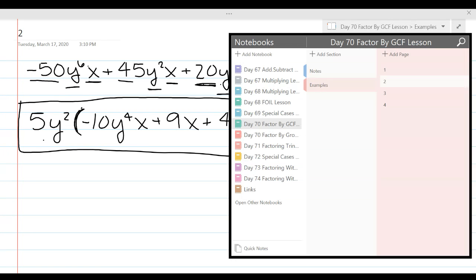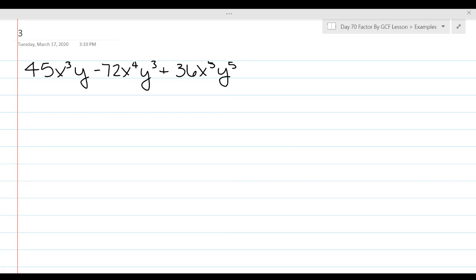Okay, let's go look at another example. Again, we got multiple variables on this one. We're going to start with the coefficients though. So the greatest common factor of 45, 72, and 36 is going to be 9. Okay, now we're going to look at our x's. So since we have x's on all of them, that means we can take some x's out. So we want to find the smallest exponent and take that many out. So x to the third is going to be how many x's we take out.